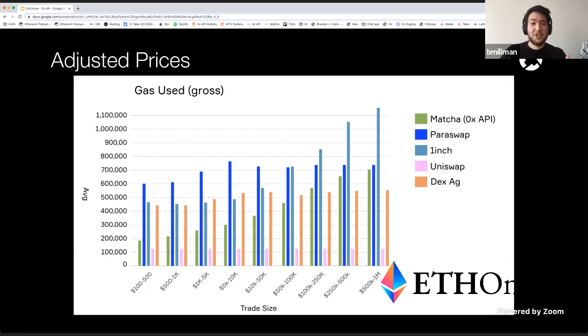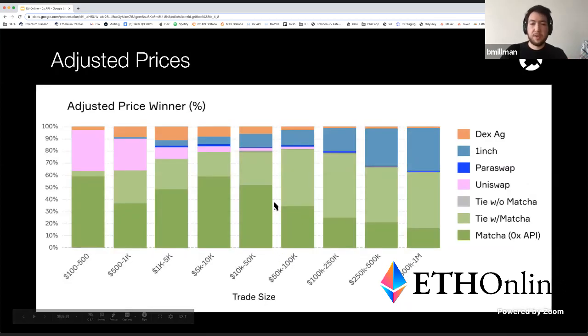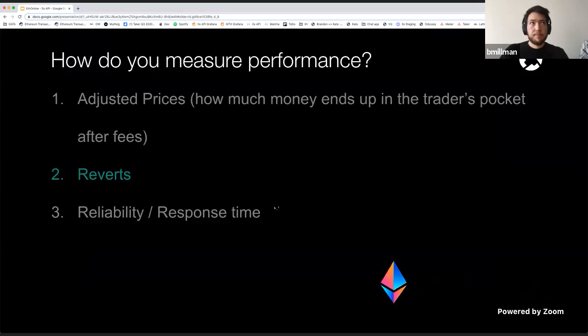However, if you've ever tried to trade large size on Uniswap, you know it does not perform well in terms of pricing and slippage. I don't know if anyone's ever tried to trade $1 million at once on Uniswap, but definitely don't do that. You're going to get mega wrecked. So all things considered, gas cost, routing, and all of that, we're able to produce these adjusted price winners.